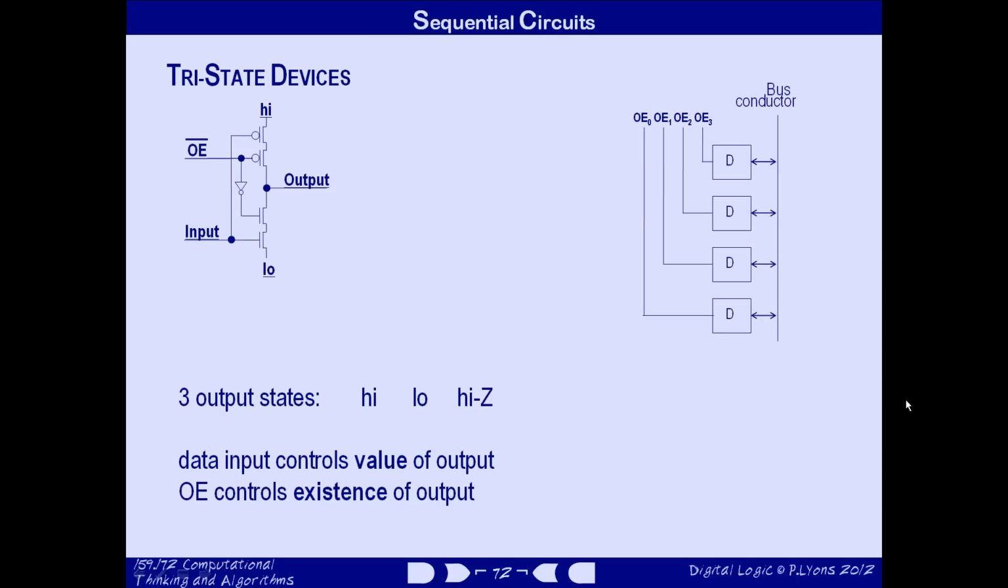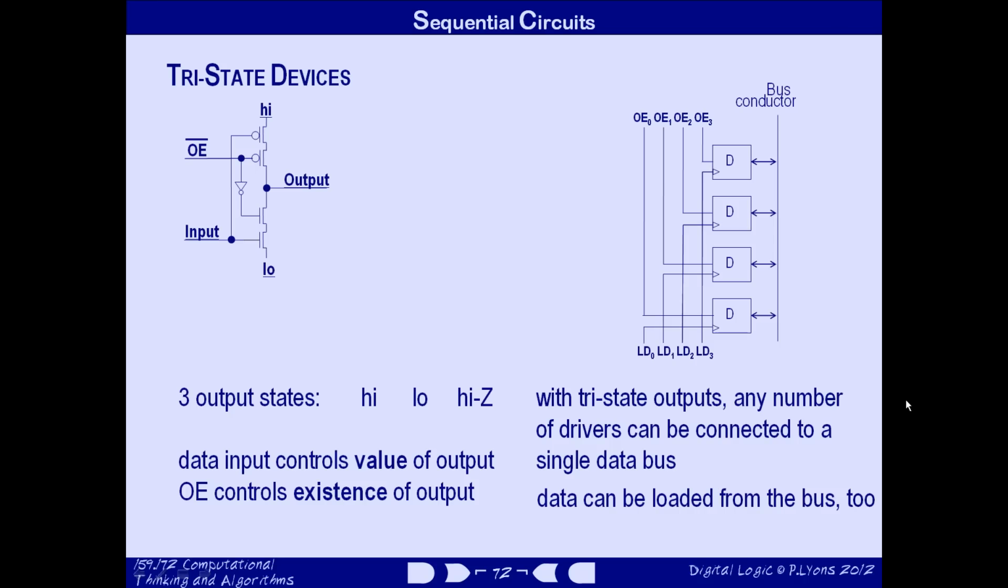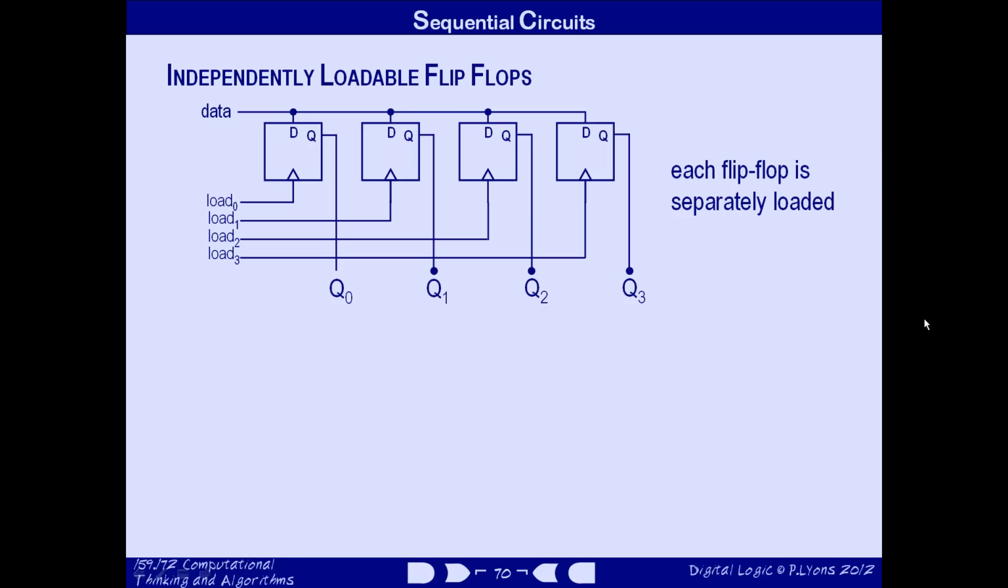So, if we incorporated tri-state circuitry into D flip-flops, we could connect the outputs of any number of them to a single bus, and by output enabling only one of them at a time, prevent them from causing electrical conflicts on the wire. And of course, data can be loaded from the same bus too. Now let's go back to the first circuit. We've seen how we can use a single wire, it's called a bus by the way, to deliver data to a set of flip-flops. What about getting the output from all those flip-flops onto a single conductor?